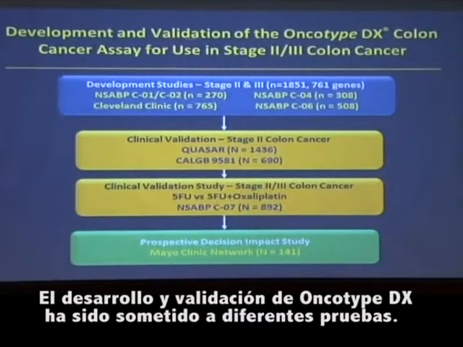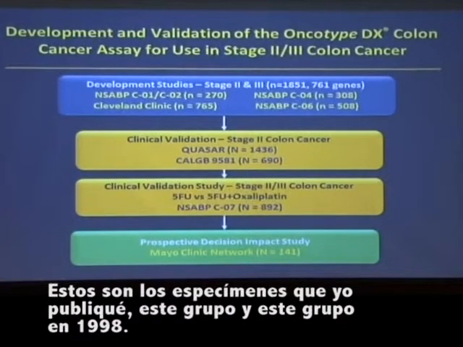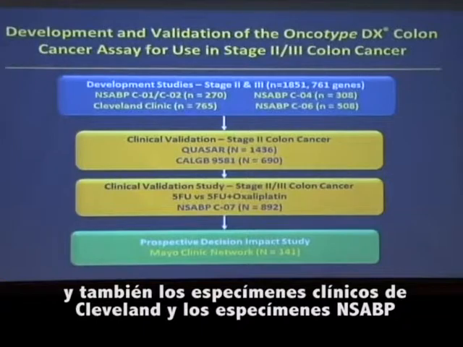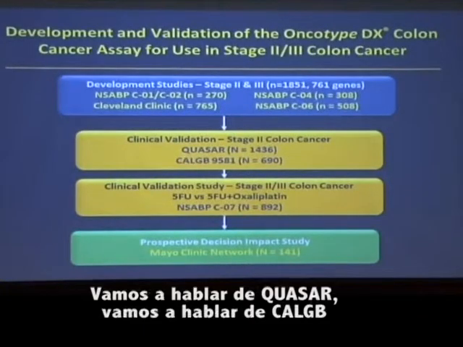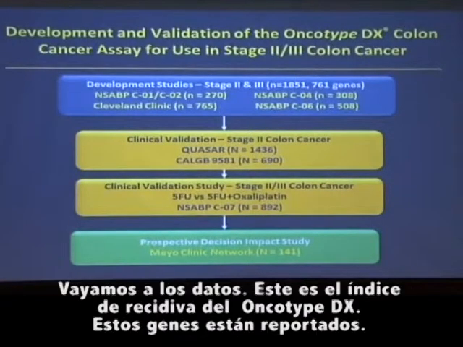The development and validation of the Oncotype DX has undergone various testing, okay? The developmental work was done on stage 2 patients, 1,800. I'll tell you that these are the specimens that I published, this group and this group, in 1998. That was the work that I did. They went back, gathered those specimens, and also got Cleveland Clinic specimens and NSABP specimens. They went on, we're going to talk about QUASAR, we're going to talk about CALGB, and then they went on and looked at oxaliplatin treatment. And then ultimately, how does this affect decisions, okay? Let's go through the data.